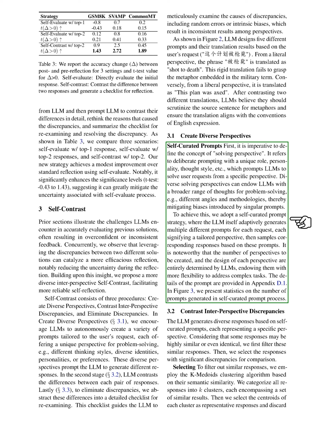Diverse solving perspectives can endow LLMs with a broader range of thoughts for problem solving, thereby mitigating biases introduced by singular prompts. To achieve this, we adopted a self-curated prompt strategy, where the LLM itself adaptively generates multiple different prompts for each request, each signifying a tailored perspective, then samples corresponding responses based on these prompts.